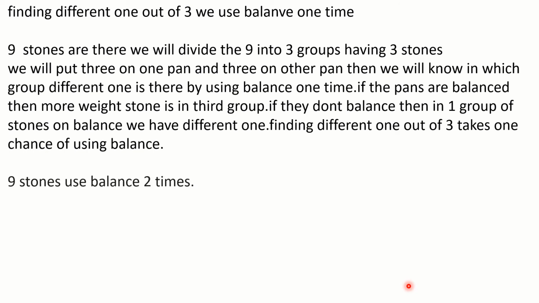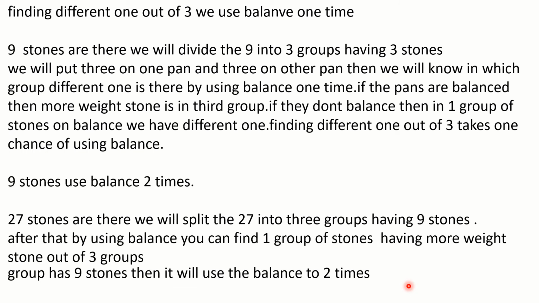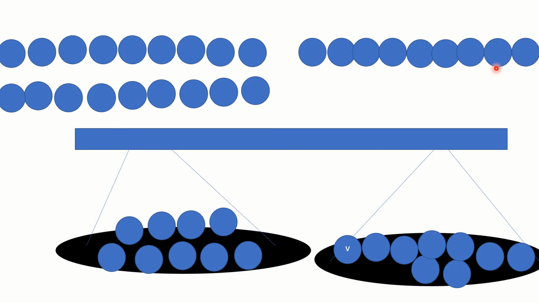Suppose 27 stones are there. So 27 stones are split into three groups, meaning 9, 9, 9. So here also I will use the same case. I will put 9 here, I will put 9 here. If these two balance, then my different stone is in this 9, meaning the remaining 9. If this goes down, my stone is in this pan. If this goes down, my stone is in this pan.